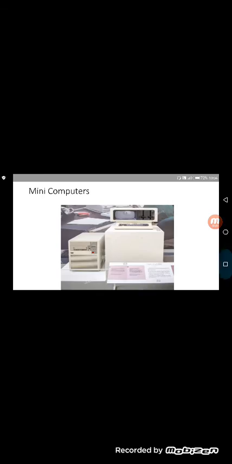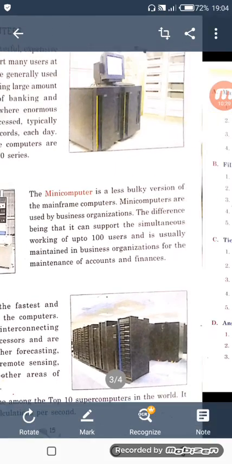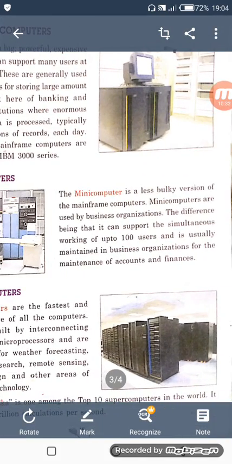Now come to your book. Let's study about mini computers. The mini computer is a less bulky version of the mainframe computers. Mini computers are used in business organizations. Always keep in mind, if someone asks you, mainframe computers are used in banking and insurance institutions or big enterprises, but mini computers are used for business organizations or business purposes. The difference being that it can support the simultaneous working of up to 100 users and is usually maintained in business organizations for the maintenance of accounts and finances.